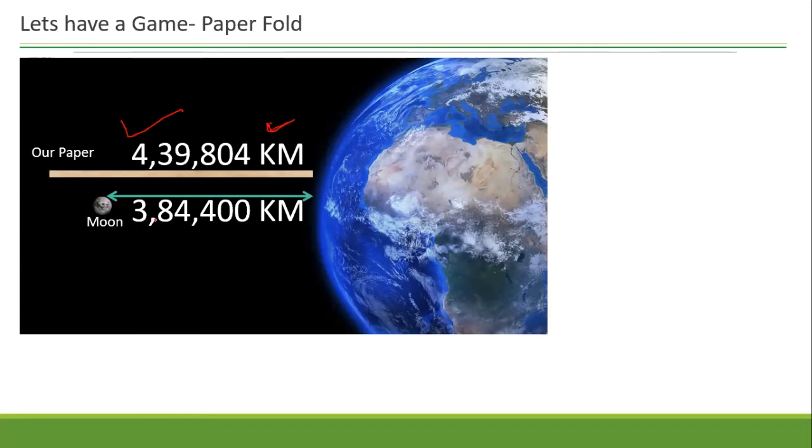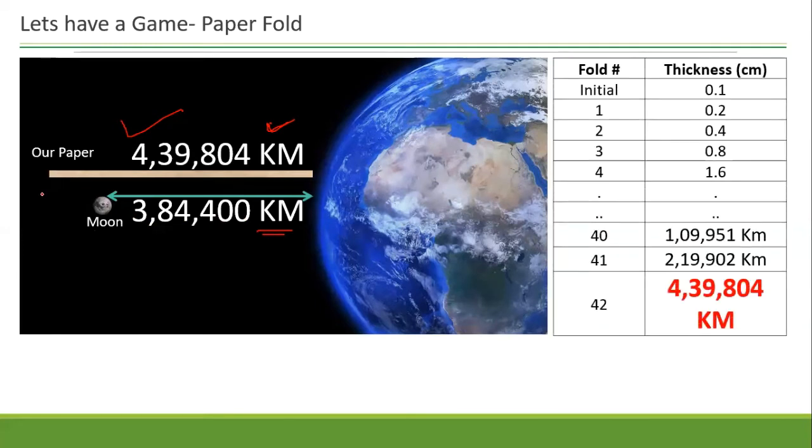And how much is that? So the distance between the Moon and the Earth is 3,84,400 kilometers. So that is more than that. Okay. So this is how big it becomes.